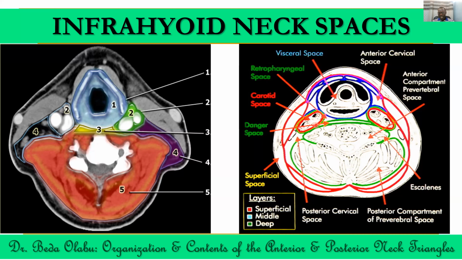So with that understanding, we have several spaces. The visceral space. The visceral space is this one, surrounded by the mid layer of the deep cervical fascia, housing the trachea, esophagus, thyroid gland, parathyroid gland, recurrent laryngeal nerve, and some lymph nodes.